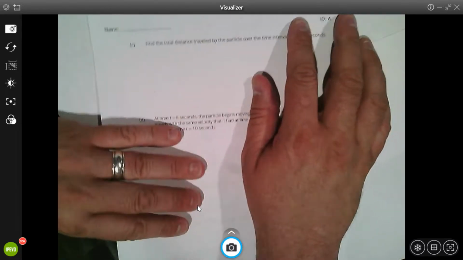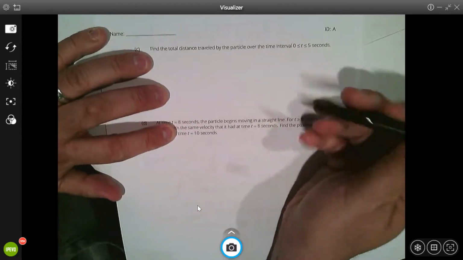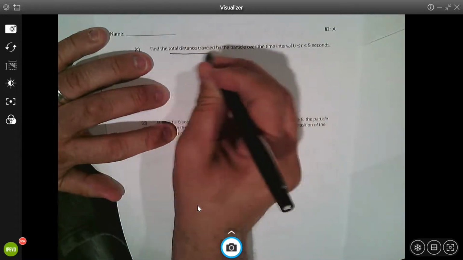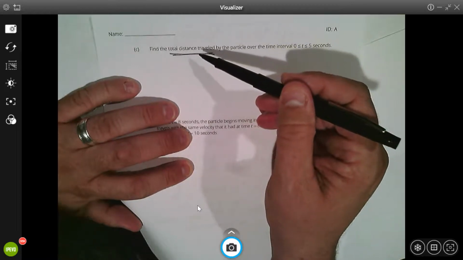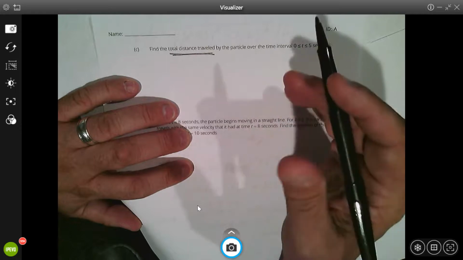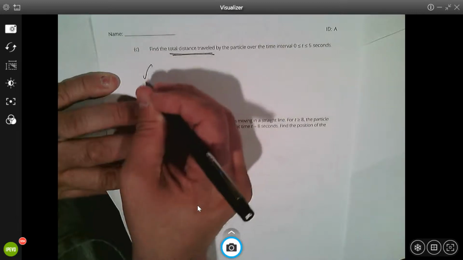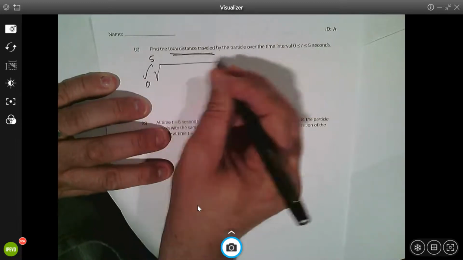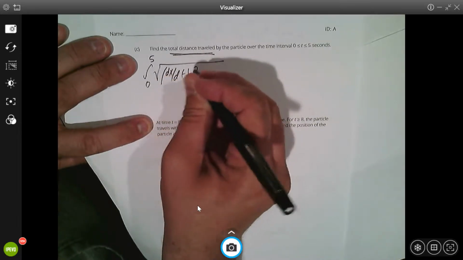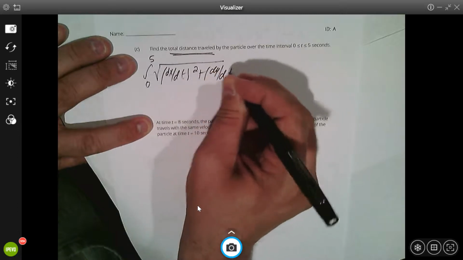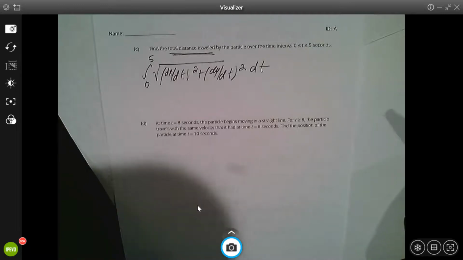Part C says find the total distance traveled by the particle over the time interval 0 to 5 seconds. Total distance traveled. This is another one of those concepts that we study in Calculus AB that changes a little bit when we move into parametric mode. To find total distance traveled, you're going to integrate from 0 to 5 your speed expression. So it's the square root of dx dt squared plus dy dt squared. Integrate that with respect to t.